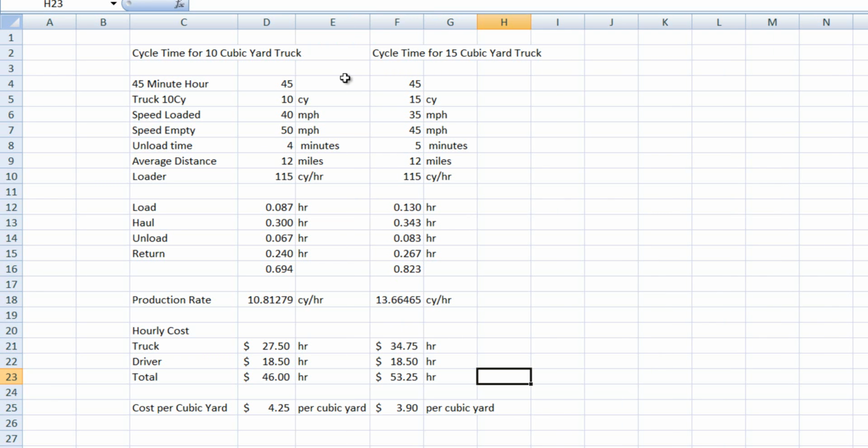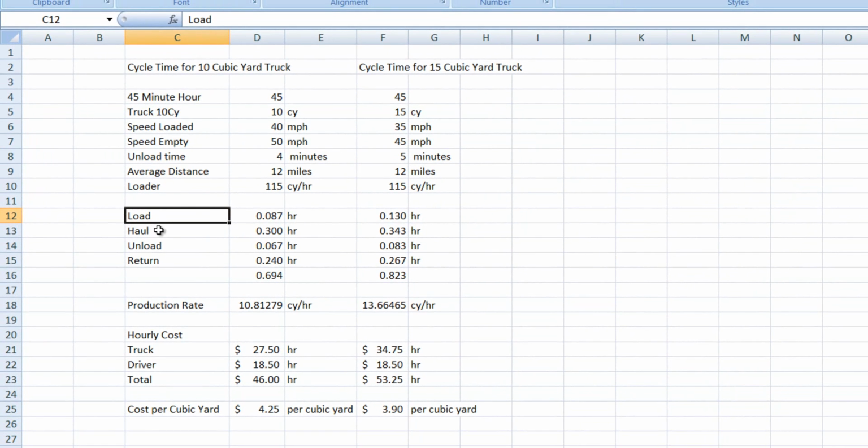So the way I went about it, first thing, I put down all the information, everything they gave me in the problem, and just kind of checked it off. So I had a 45-minute hour, 10 cubic yards on this truck, 40 miles per hour loaded, 50 miles per hour empty, the unload time of 4 minutes for the 10 cubic yard, 5 minutes for the 15 cubic yard, average distance of 12 miles, same loader, 115 cubic yards per hour. First thing we're going to figure out is how long it takes to load it, how long it takes to haul when it's loaded, how long it takes to unload, and how long it'll take to return.